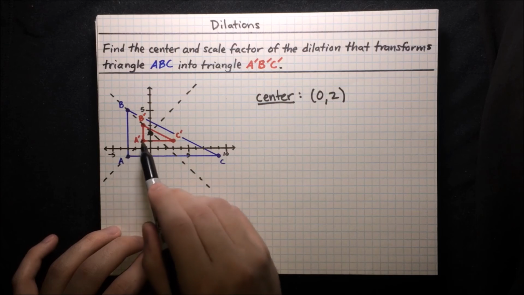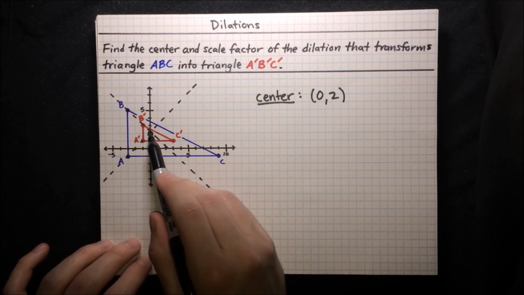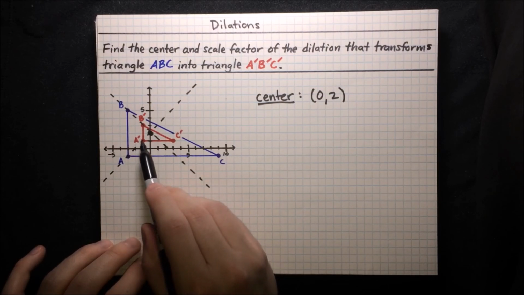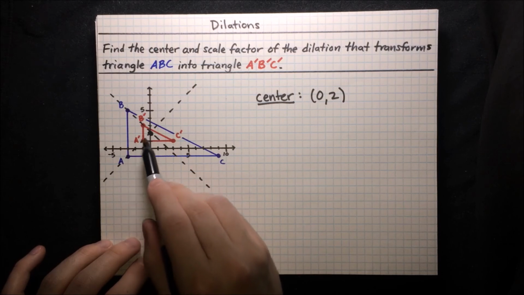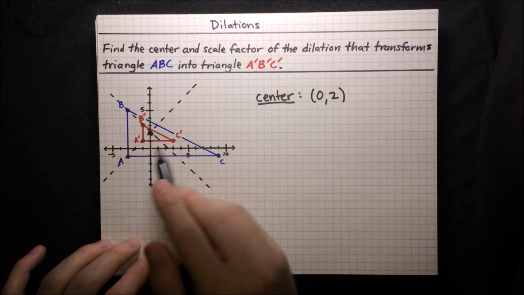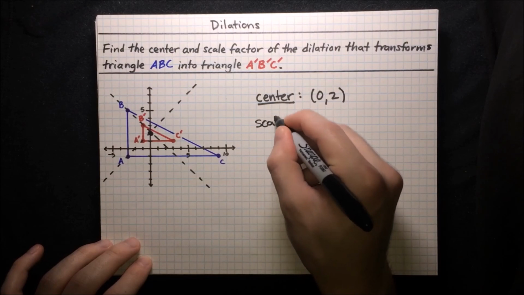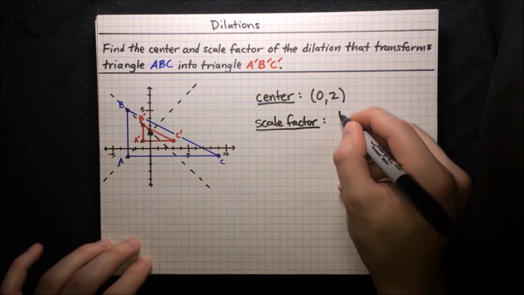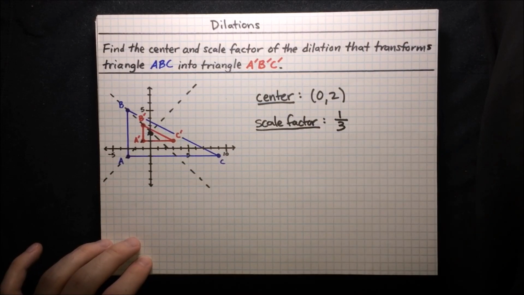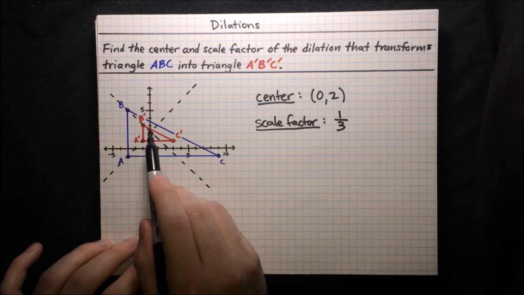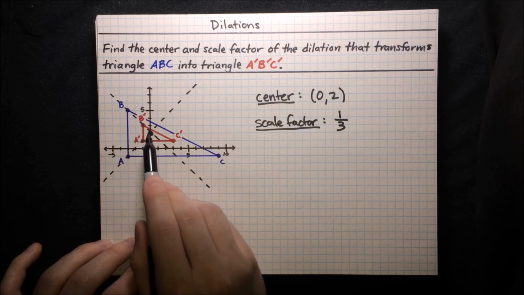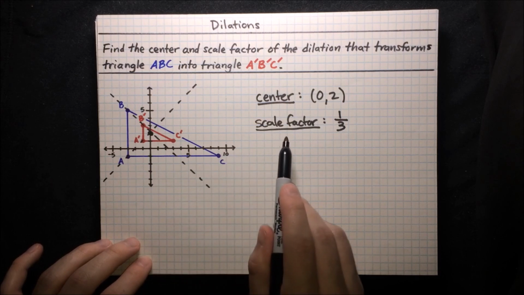Looking at the points A and A prime, A was 3 units diagonally from the center. There was 1, 2, 3. But A prime is only 1 unit diagonally from the center. So the ratio of distances there, A prime is 1, A is 3, 1 to 3, that gives us our scale factor. So scale factor is 1 to 3, or just a third. And let's just go ahead and verify that that makes sense for all the other points. Point B was originally 1, 2, 3 diagonal units from the center, and now the point B prime is just 1 diagonal unit from the center. So yeah, that also makes sense that the scale factor would be 1/3.